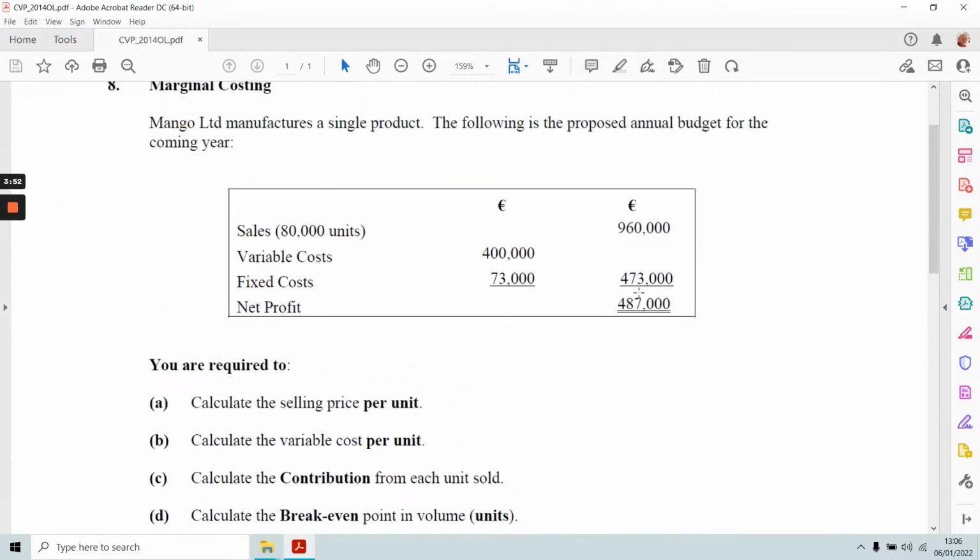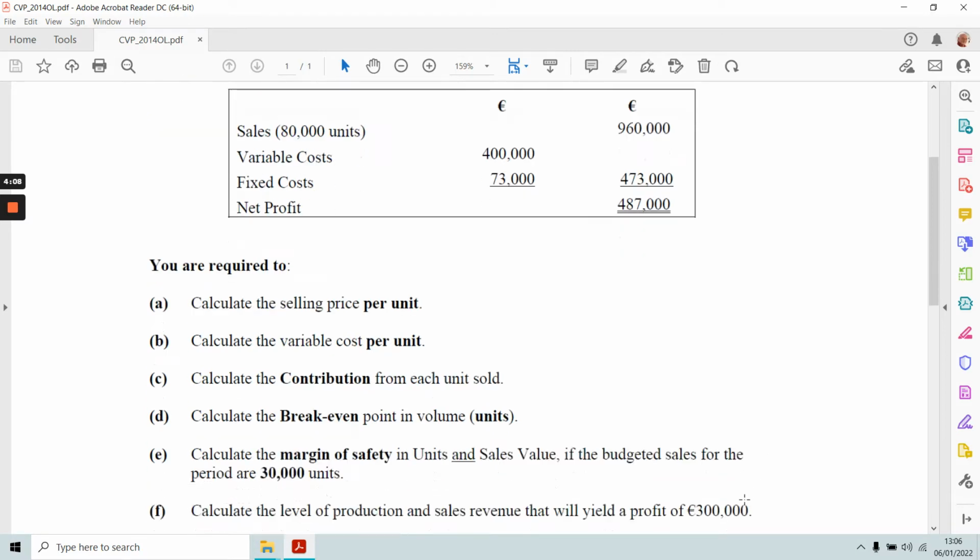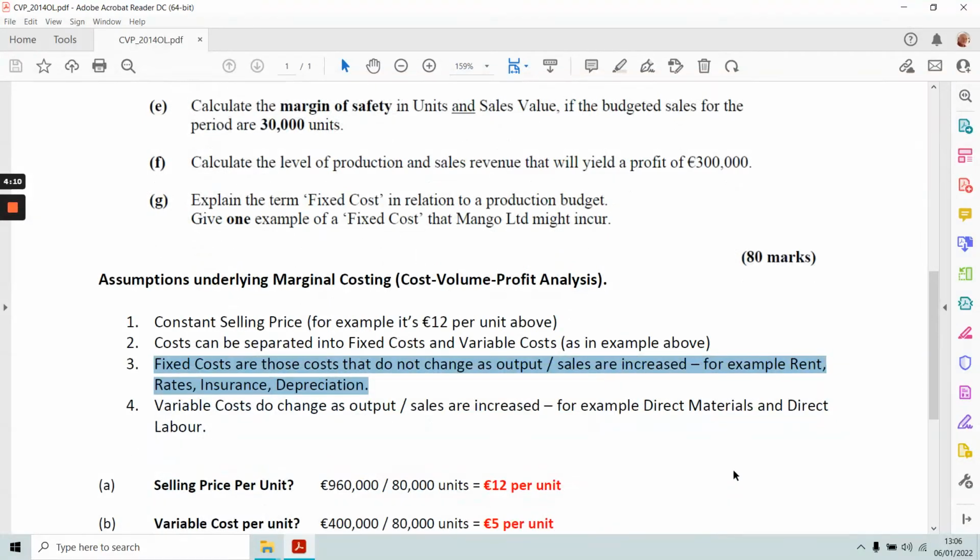And then the variable costs, the 400,000, variable costs are, as their name suggests, costs that will vary as you produce and sell more. If you increase your sales, they will increase, and if you reduce your sales, they will reduce. For example, direct materials and direct labour, that's the materials and labour that you use to produce your goods, they of course will increase as you become busier. They will decrease when you are slacker.